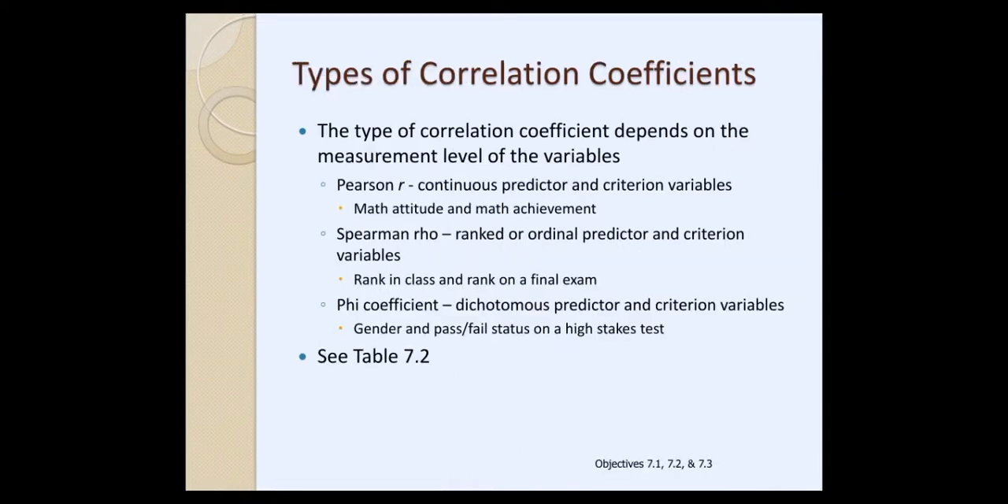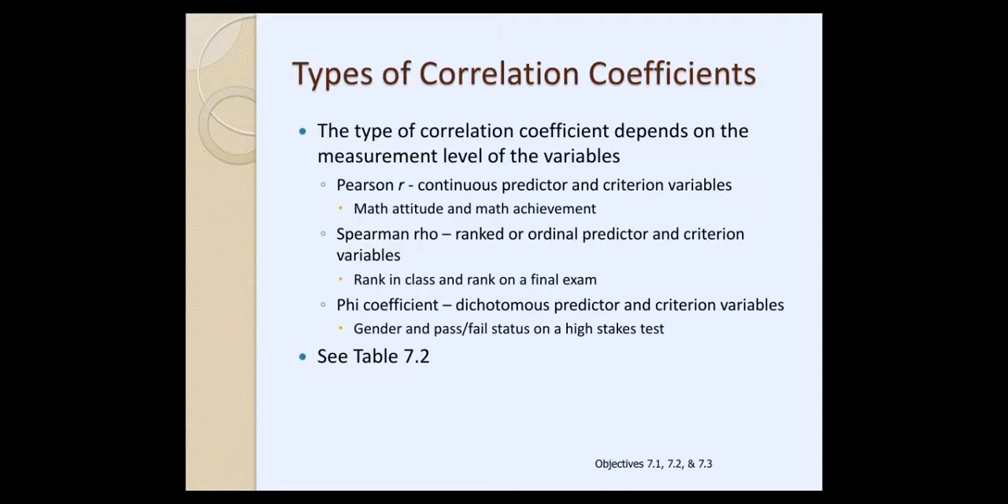Types of correlation coefficient. The type of correlation coefficient depends on the measurement level of the variable. The first is Pearson r, a measure of correlation appropriate when both variables to be correlated are expressed as continuous data, like math attitude and math achievement.